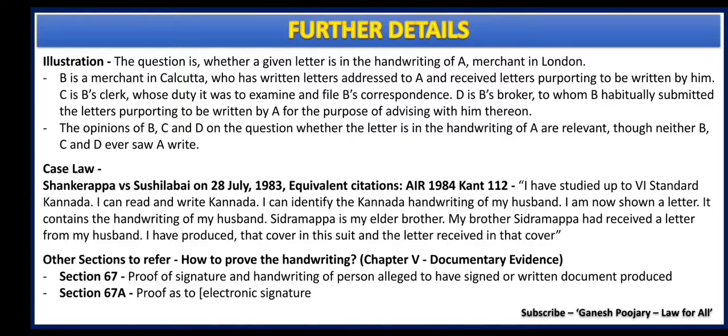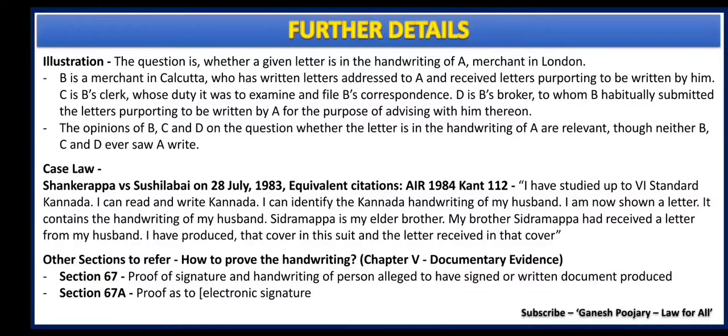So he is quite familiar with A's handwriting because he has also seen it many times. And finally, D is B's broker, so he has also got a lot of communication via this office and has also seen a lot of letters by Mr. A. That way he is also familiar with the handwriting of Mr. A. Here the opinion made by B, C and D will become relevant because they all are acquainted or familiar with the handwriting of Mr. A. That's all about the illustration.